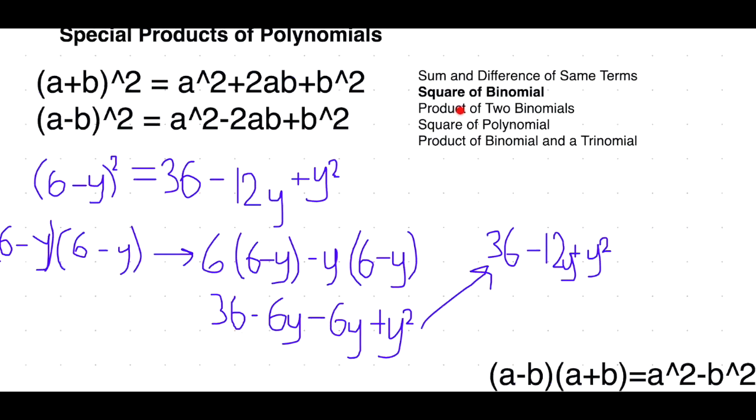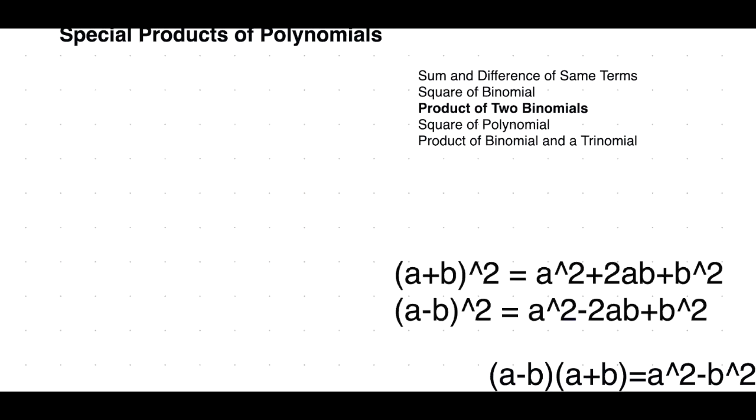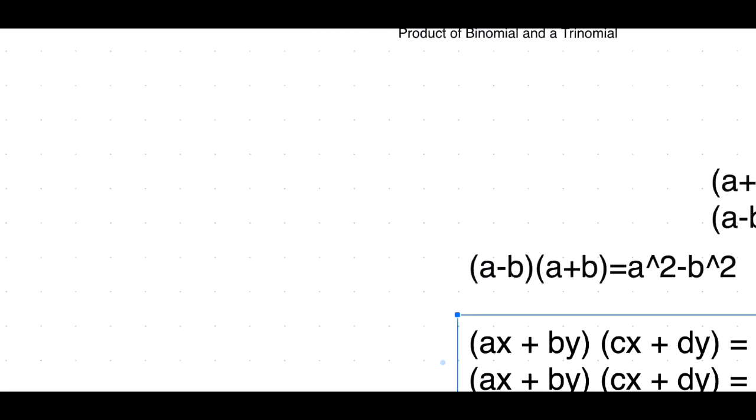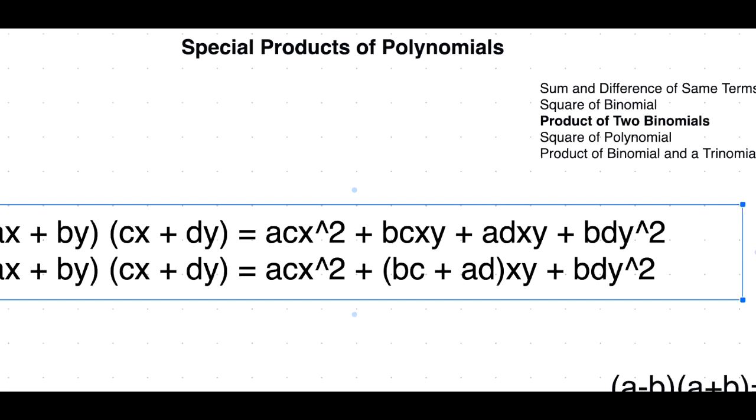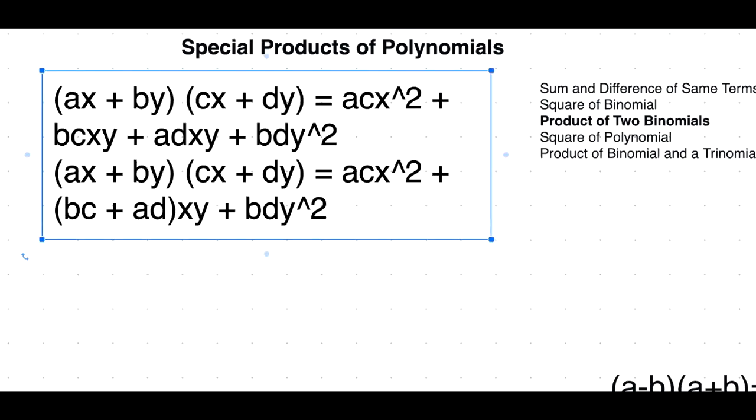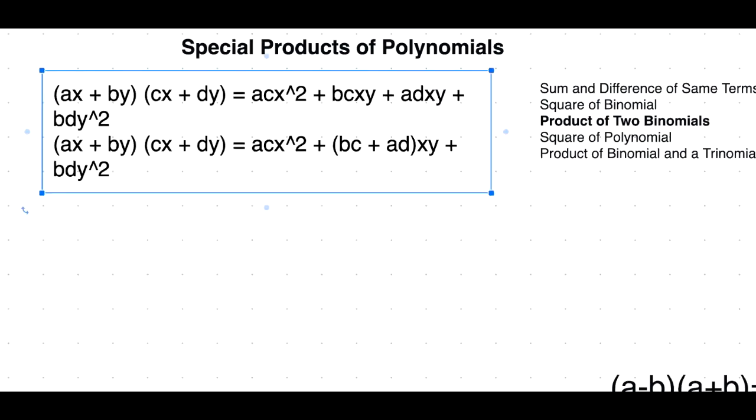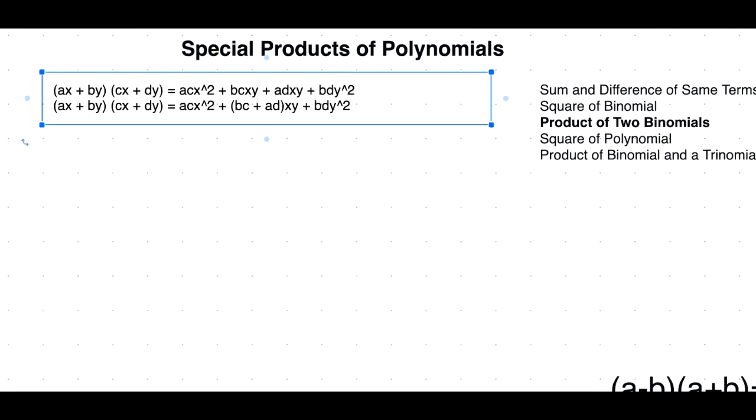Moving on to product of two binomials. So let's just move that to the side. And here we go. So product of two binomials, as the name suggests, is where you are multiplying one binomial by another binomial.